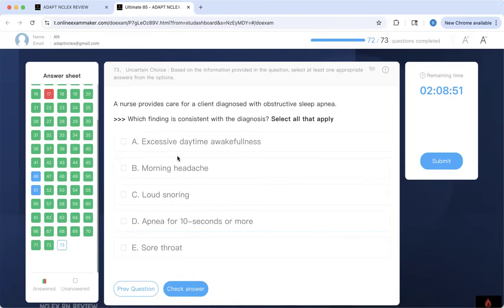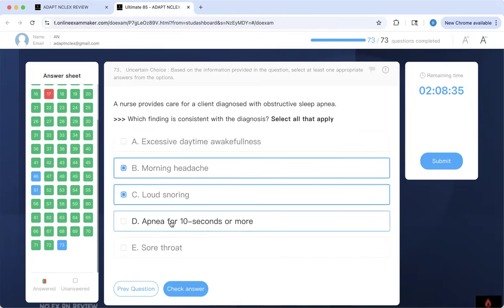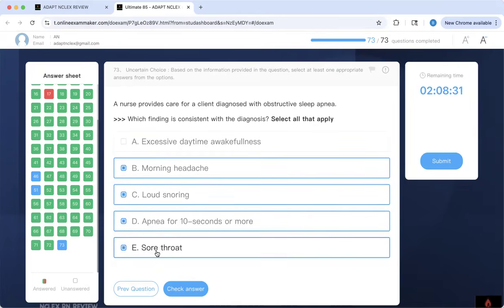Obstructive sleep apnea. What do you think? Excessive daytime sleepiness, not wakefulness. They're not going to be awake. They'll be sleeping. They have morning headache, loud snoring, apnea of more than 10 seconds, and then sore throat. NCLEX practice question, NCLEX review question, NCLEX questions and answers.